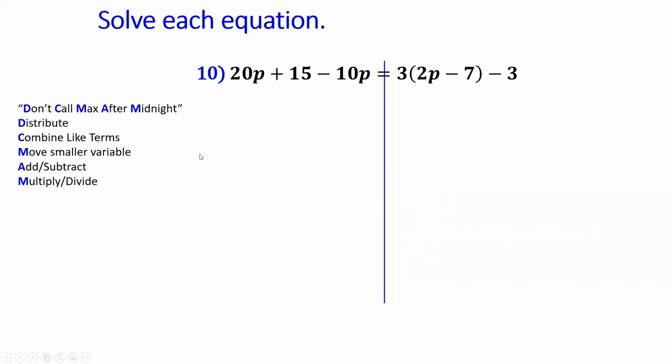And finally, number 10. I'm going to start with distributive property. On the left side, I don't need to distribute, but on the right side, I do. I have a 3 outside my parentheses, so I'm going to do 3 times 2p and 3 times negative 7. 3 times 2p gives me 6p, and 3 times negative 7 gives me negative 21. This negative 3 on the outside, I don't distribute it. I just have to bring it down. The left side, I didn't distribute, so I'm going to bring all the left side down.